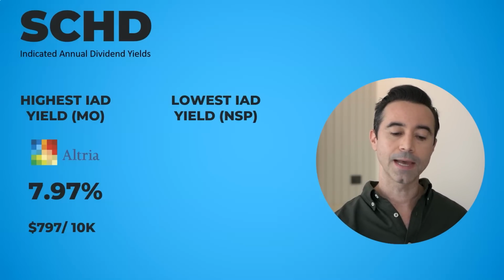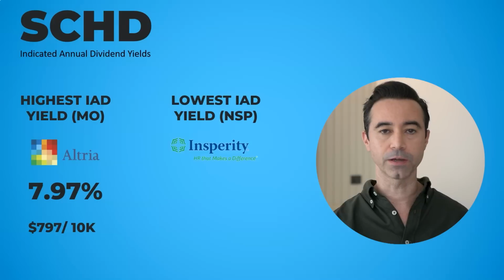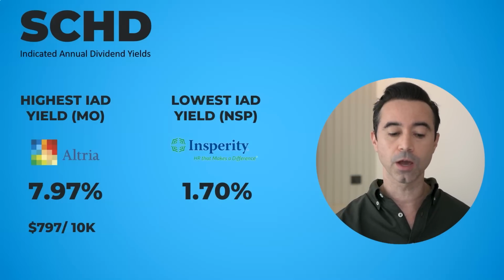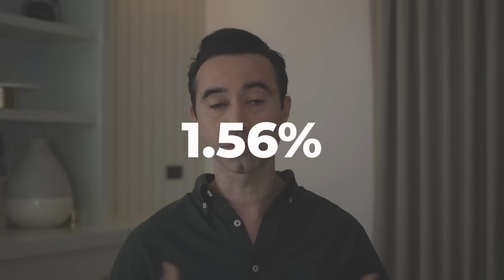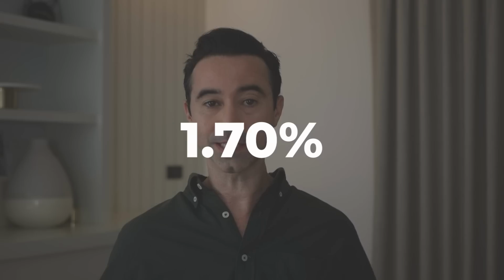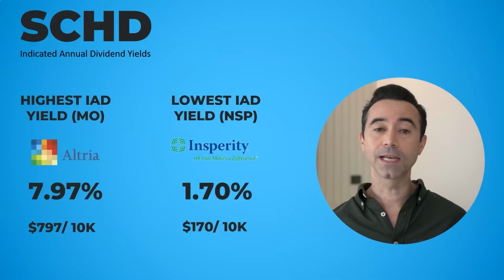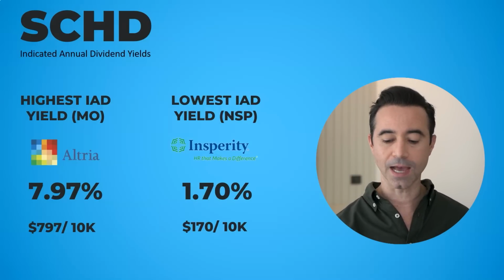And then you have the lowest IAD yield, NSP, which is Insperity, and that is actually 1.70%, which is $170 per $10,000. What's interesting about this to me is the fact that the average of the S&P 500 is only 1.5-ish% for yield, and Insperity, the lowest yielding company inside of all of SCHD, is 1.70. So the lowest yielding company is actually yielding higher than the average of the S&P 500. So obviously, we're going to get yield when we invest inside this ETF.